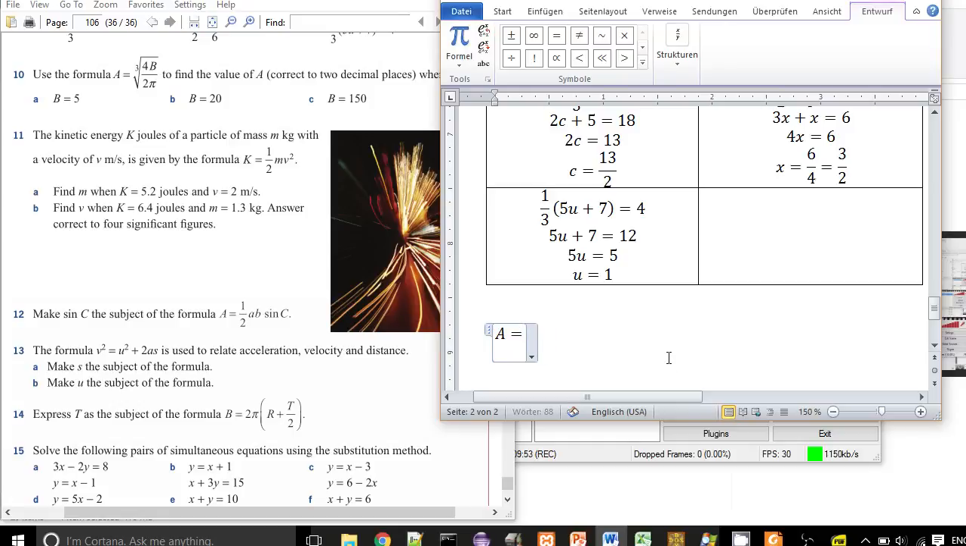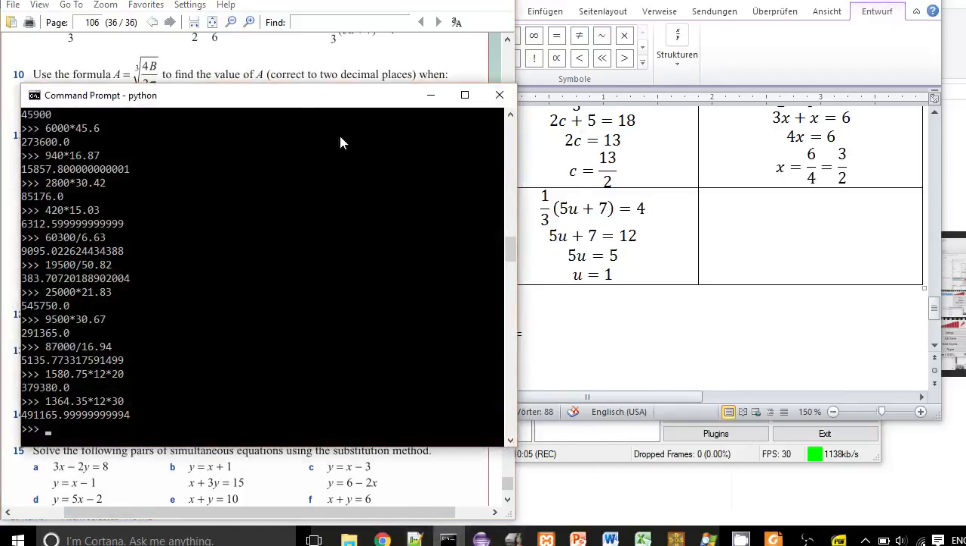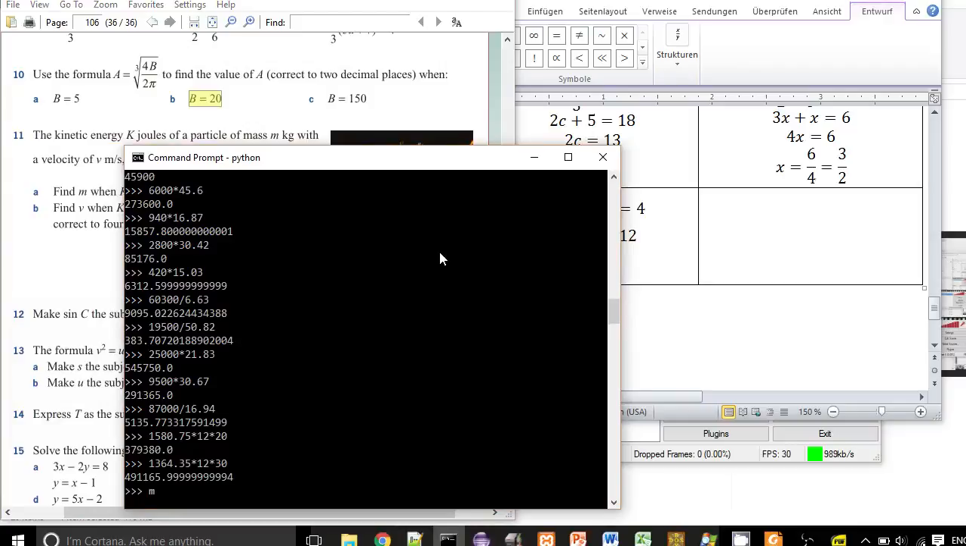I'm not even sure how to write that. But let's just try 20. Okay? It's going to be 4 times 20 over 2 pi. You just do it in the calculator. So I'll show you what value I get. This is the only way I know to, oh actually I can do it like this.